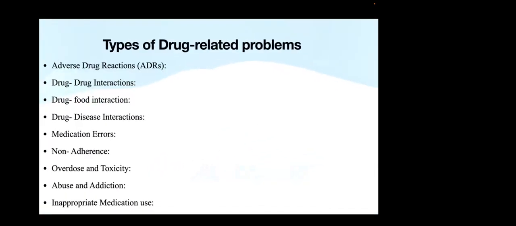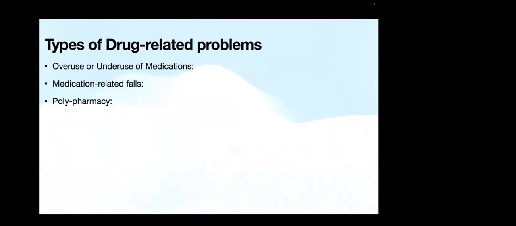Let's understand various types of drug-related problems. As you all know, there are various types, like the very popular adverse drug reaction, right? And drug interactions, further classified as drug-drug interaction, drug-food interaction, and drug-disease interaction. Then medication errors, non-adherence, obviously medication non-adherence, overdose and toxicity, abuse and addiction, inappropriate medication use. These are some drug-related problems. Another three are overuse and underuse of medication, which further lead to a number of complications. Medication related falls, where some sedative and hypnotic drugs can lead to falls and disability. And the very popular polypharmacy is also a cause of drug related problems. Let's understand one by one.